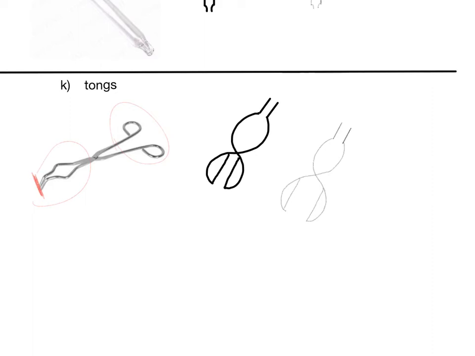Okay, so maybe you have to use an eraser to erase a certain part, like this. Good. Okay, so this is the tongs.